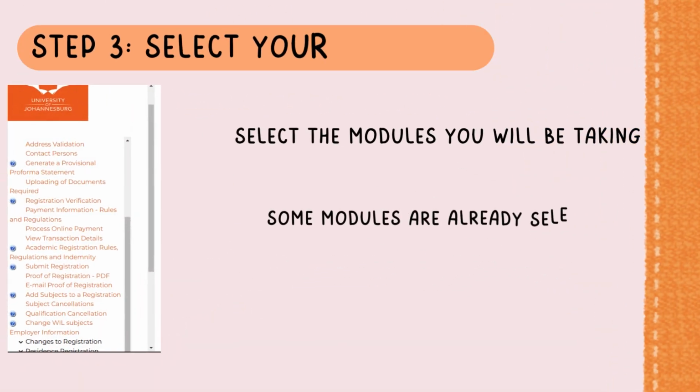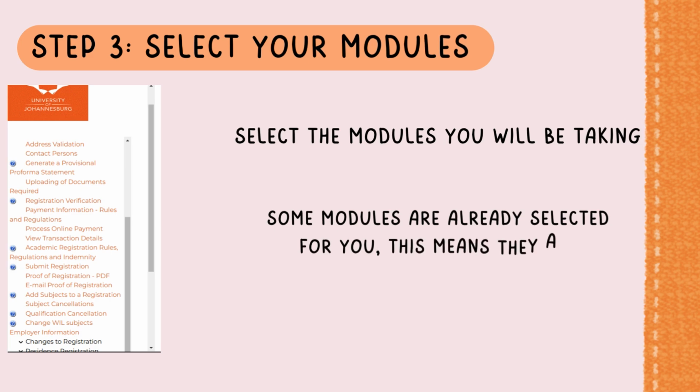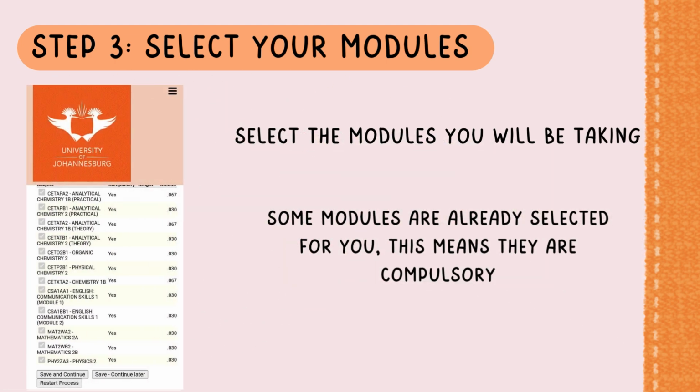Given that you have been unblocked, the next step would be to select your modules. Still under the registration section, you will select Submit Registration. You will then have to select your modules. The modules that have been selected for you already are the ones that are compulsory.